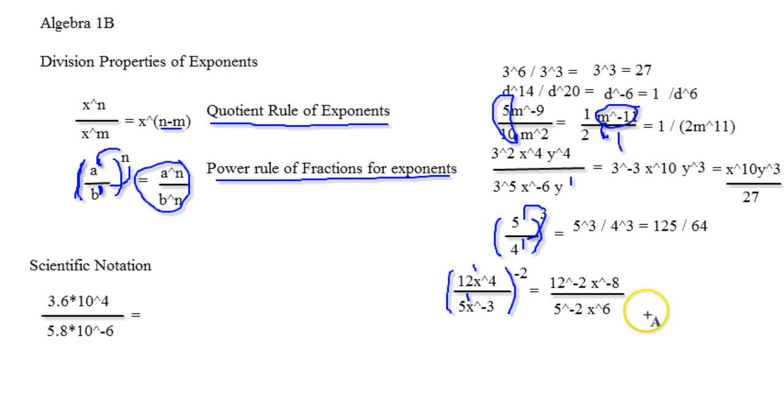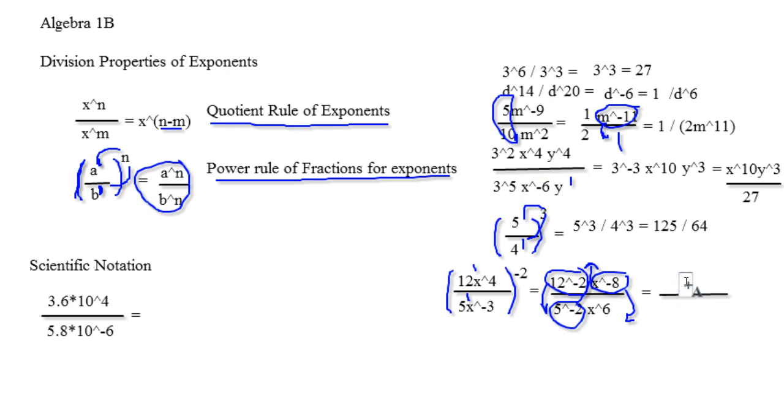Because negative 2 times negative 3 is 6. And then what's going to happen is you're going to move this one down, and then you're going to move this one up because it's a negative exponent in the denominator. And so this becomes pretty easy. You just take time to write it out carefully.